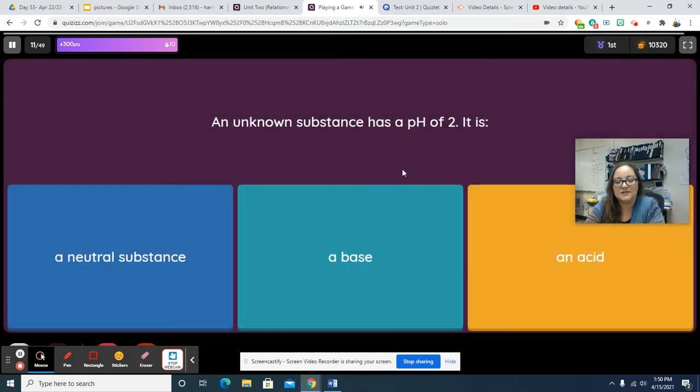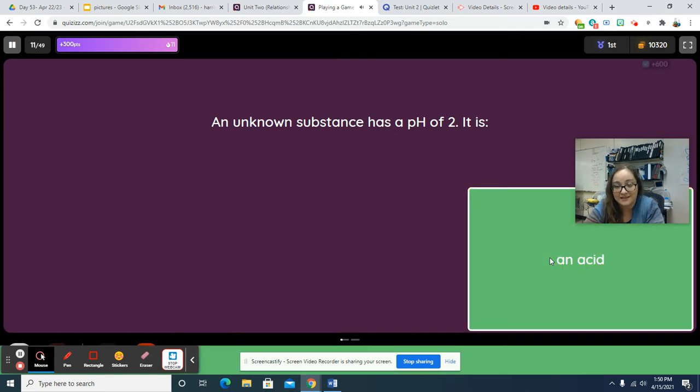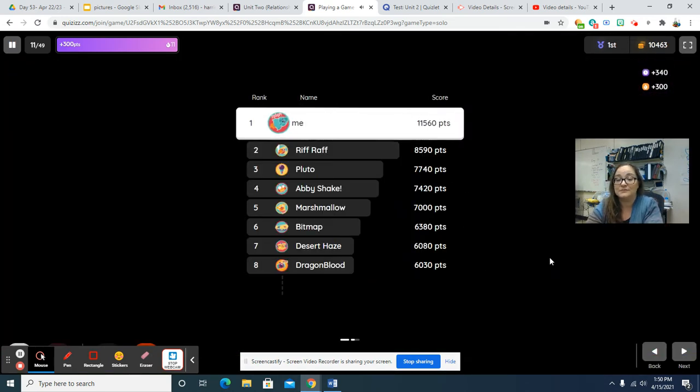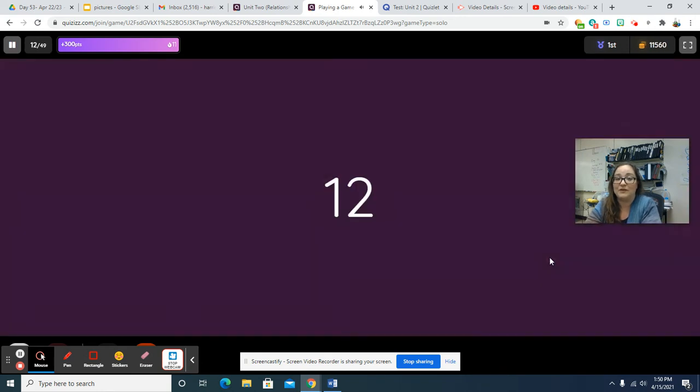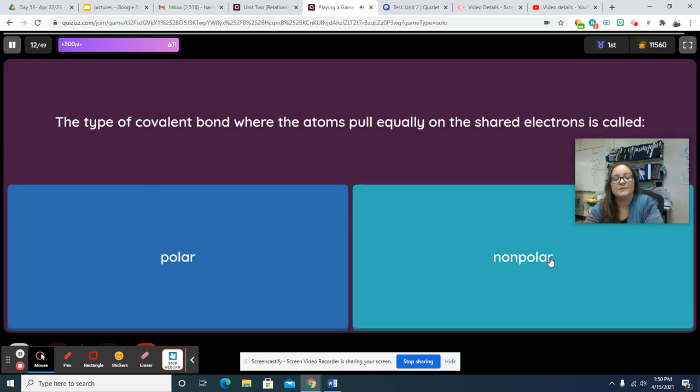An unknown substance has a pH of 2. Is it an acid, a base, or a neutral substance? Acids are 0 to 6. Bases are 8 to 14. And neutral substances are 7. So if it's a pH of 2, it's an acid. And a pretty strong acid, too. It'll almost burn your face. Well, it is a burn your face off acid.